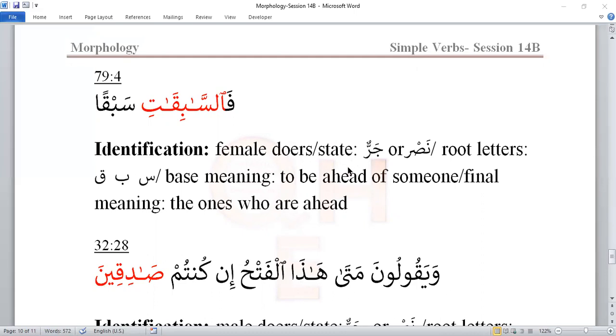It depends on the particle or any word before it, we are not going to cover at this point. We'll just conclude this can be nasab or jar stage. Root letters, seen, ba, qaf. Base meaning, to be ahead of someone. Final meaning would be the ones who are ahead. Okay, let's go over the next one, inshallah.